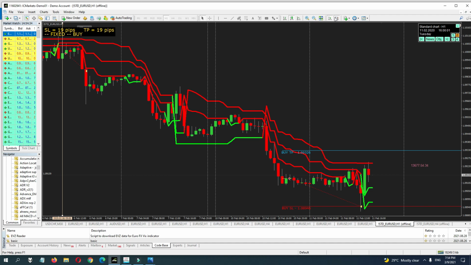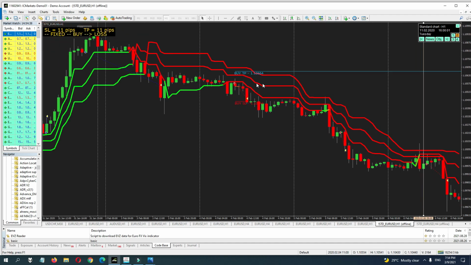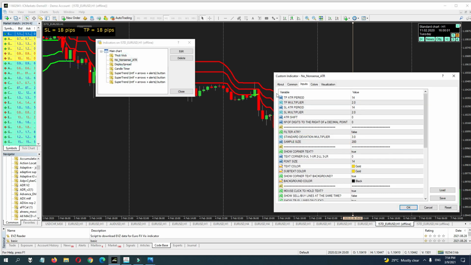You can maybe add a runner or something, maybe have 2 to 1. Just try to experiment, and it doesn't have to be 2 ATR. It can be 3 or 1.5, whatever you want. And that's it.